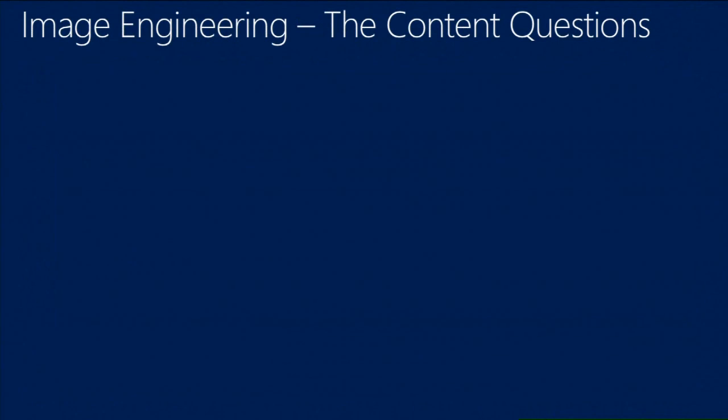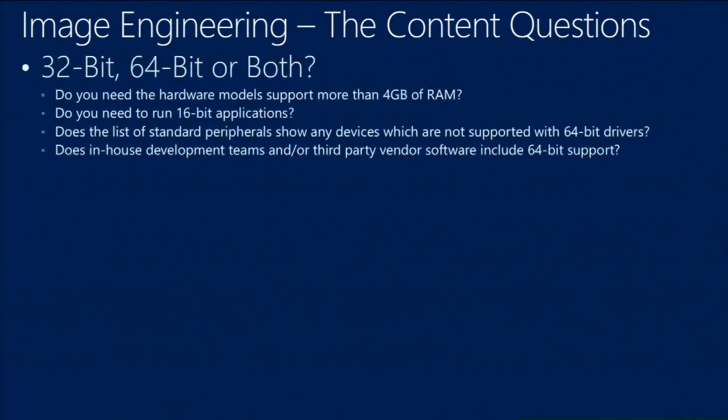So, the content questions. What do you put in your image? Well, the first question we typically get asked by a customer is 32-bit or 64-bit, or both. These are some of the guidelines around choosing the architecture for the image. Do you need hardware models that support more than 4 gig of RAM? If the answer is yes, then you should use 64-bit.